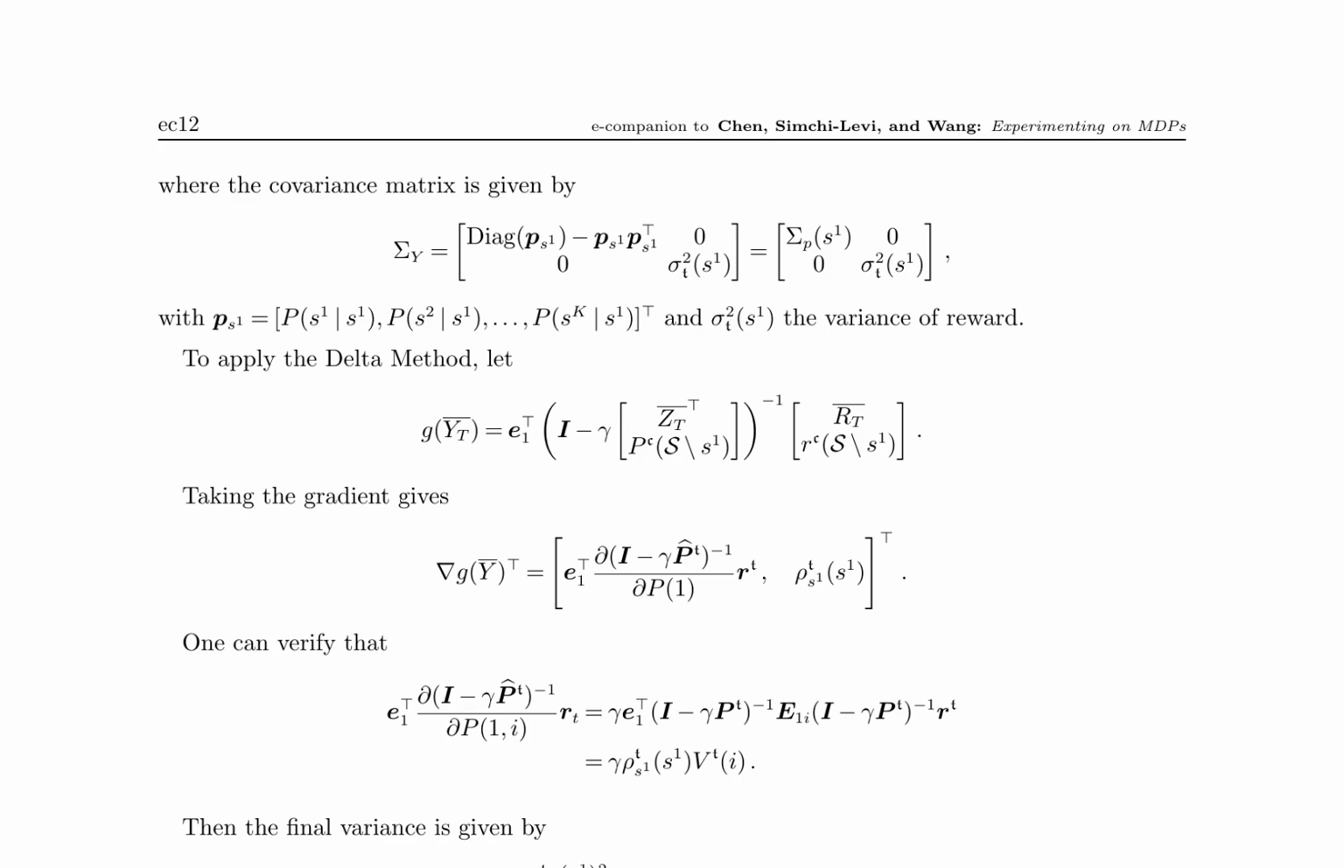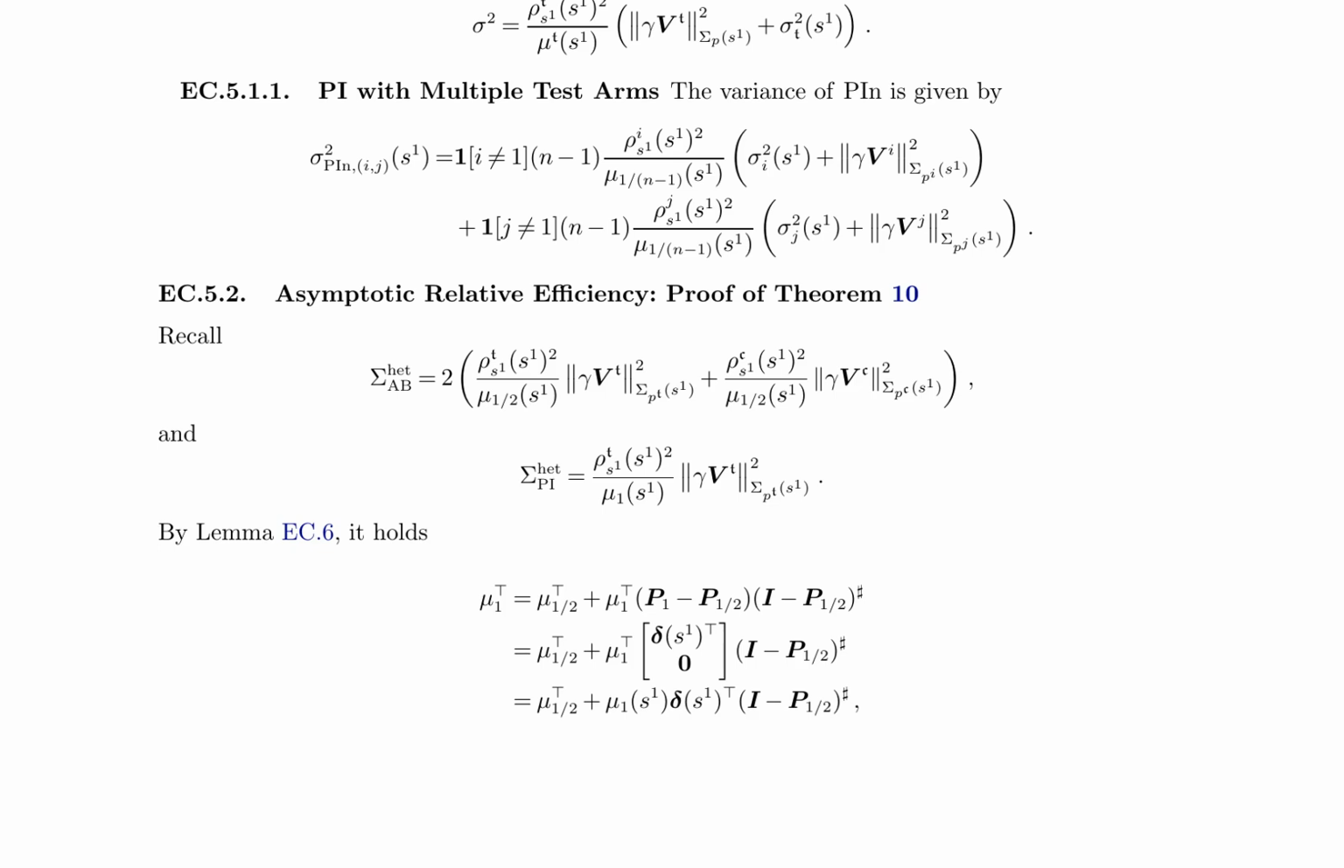The authors extend their results to multiple test arms, presenting theorem EC.1, which establishes the asymptotic efficiency of information sharing with n test arms. They define a vector-valued function y, Xi, and show that its sample mean converges to a multivariate normal distribution, deriving the covariance matrix sigma y. Applying the delta method, they calculate the asymptotic variance of the perfect information, pi, estimator, and further extend this to the case of multiple test arms. Finally, they prove theorem 10, establishing the asymptotic relative efficiency of the pi estimator, by comparing the covariance matrix of the pi estimator to the heuristic estimator.